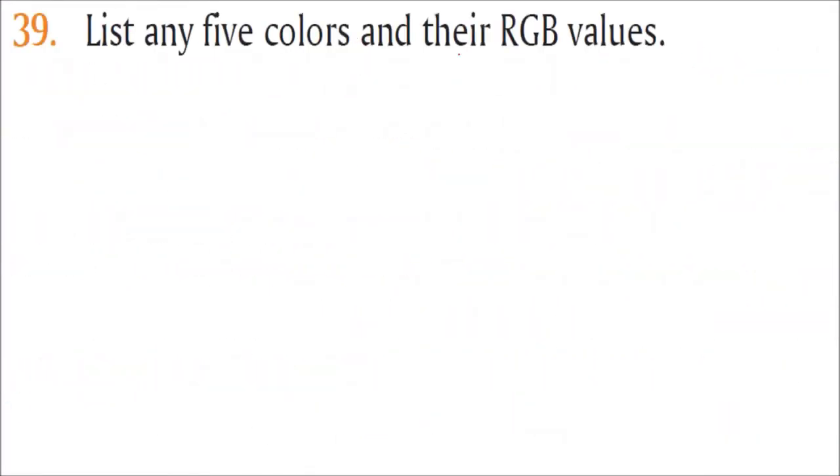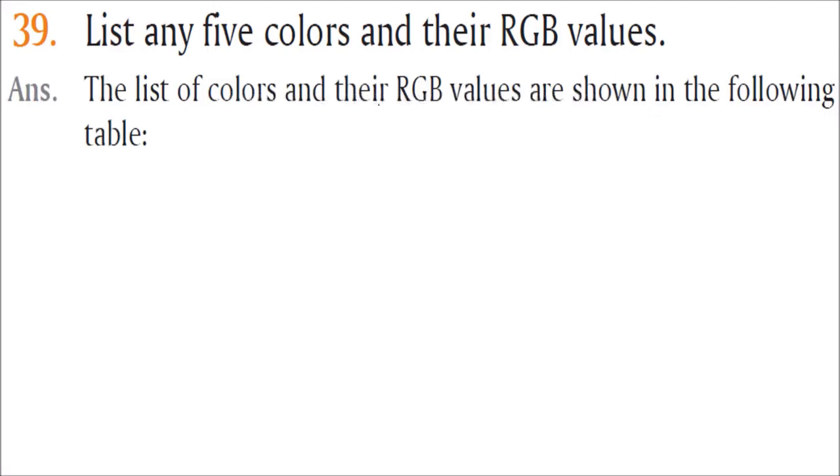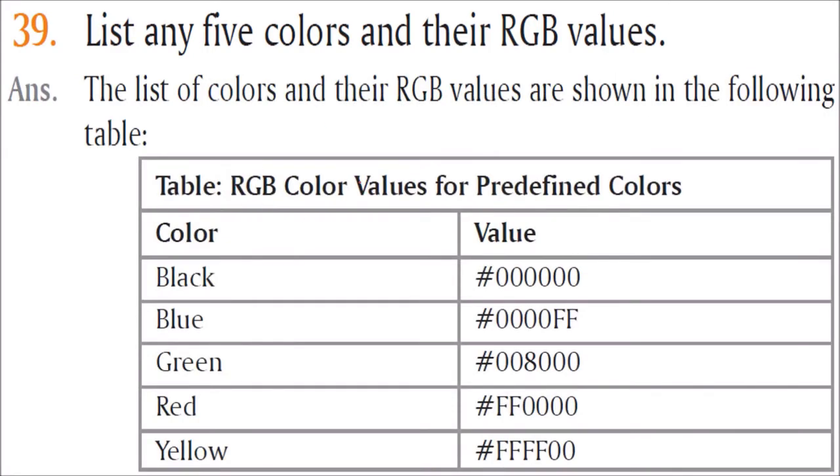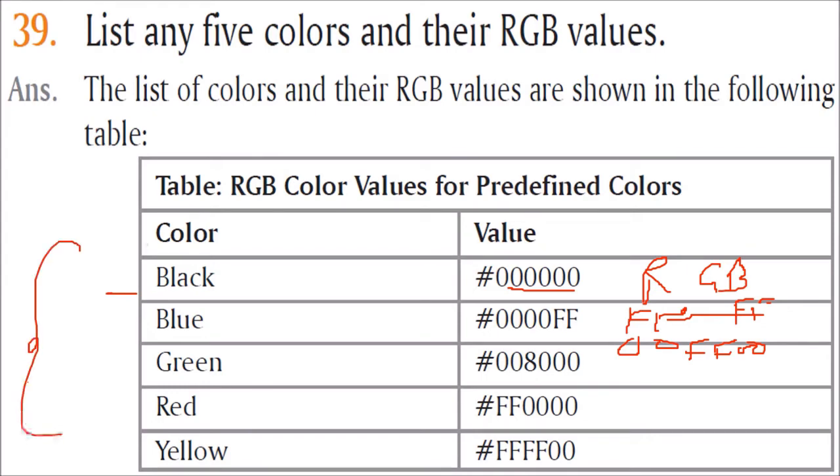List any 5 colors and their RGB values. You can give black and white. Black is 0, 0, 0, and white is F, F, F. With RGB, if you place FF in the last position and zeros elsewhere, it will be blue. If you place FF in the first position and zeros elsewhere, it will be red. If you place FF in the middle and zeros elsewhere, it becomes green. All these colors you can use.